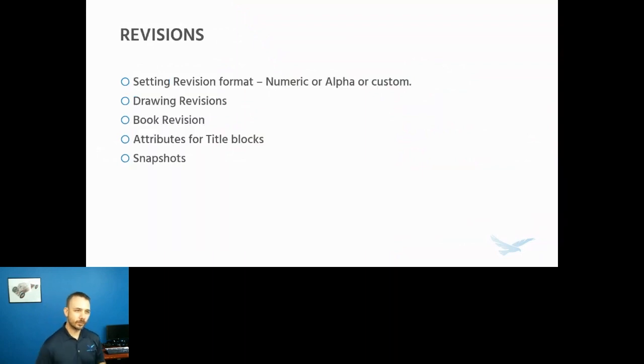Okay, so really quick, jump right into it. It's going to be revisions, right? So setting the revision format, numeric or alpha or custom, what drawing revisions are, what book revisions are, the attributes for the title blocks, what you can pull, and then snapshots. Okay, so we'll kind of get into that.